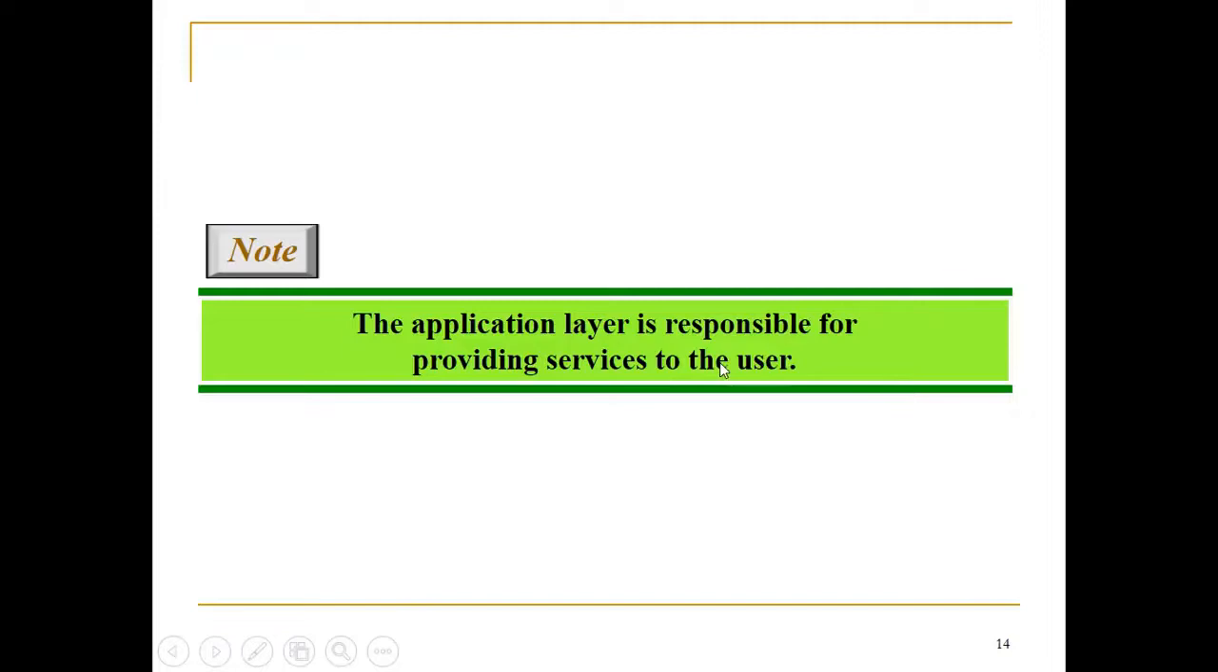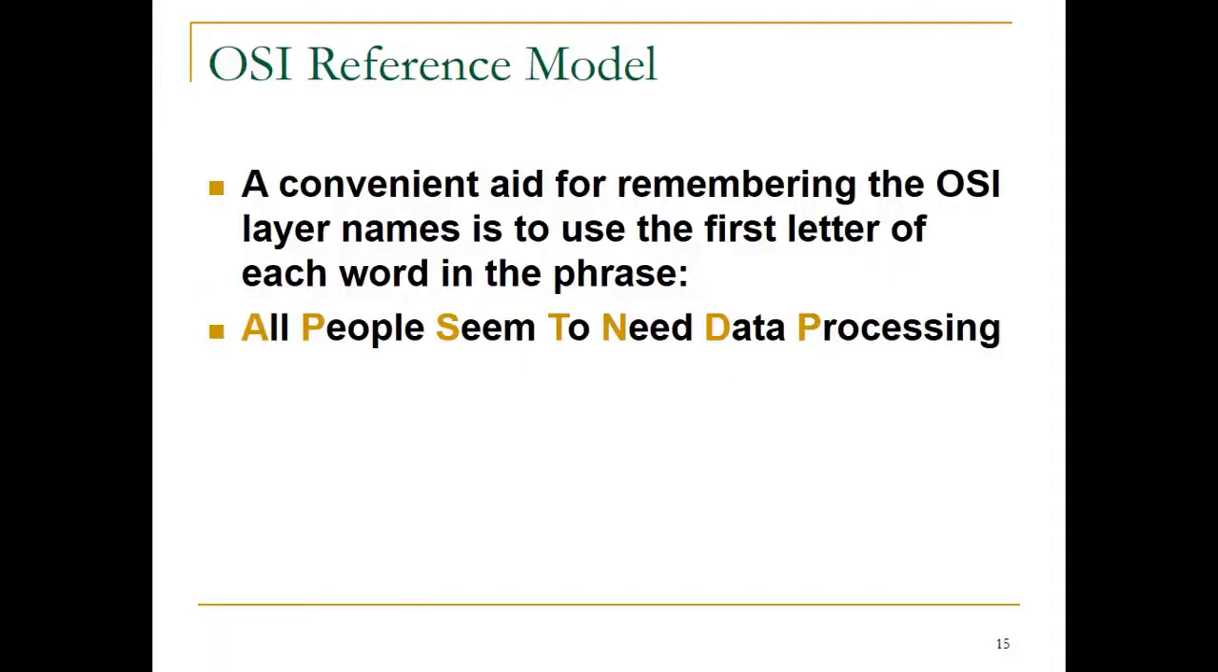Okay, so a good way to remember the OSI model, which is a convenient aid for remembering the OSI layer names, is to use the first letter of each word in a phrase. One phrase some people use is "All People Seem To Need Data Processing," where All starting with A is Application, People is Presentation, Seem is Session, To is Transport, Need is Network, Data is the Data link, and Processing goes with the Physical layer. So all people seem to need data at some point, I guess.